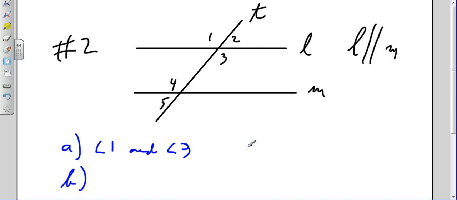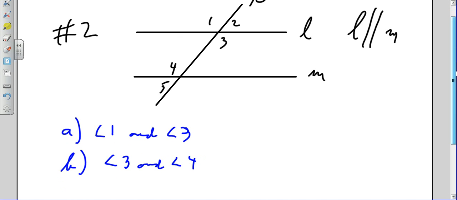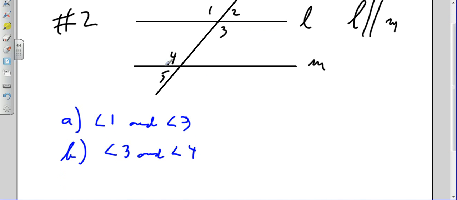B, I want alternating interior angles, so that would be 3 and 4, angle 3 and angle 4. They're interior because they're between the two parallel lines. They're alternating because they're on opposite sides of the transversal. And 3 and 4 are also equal.